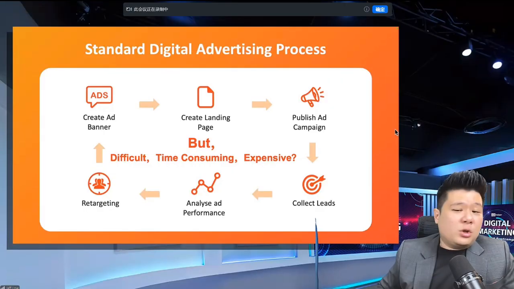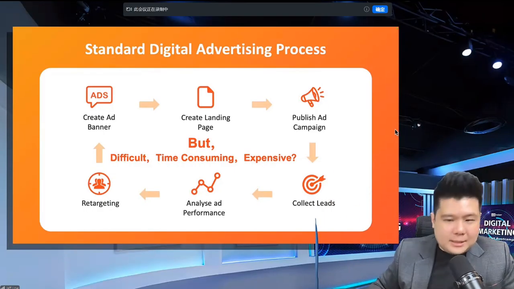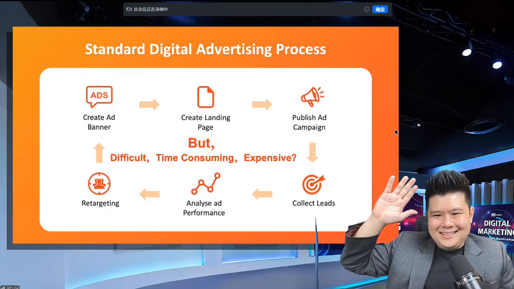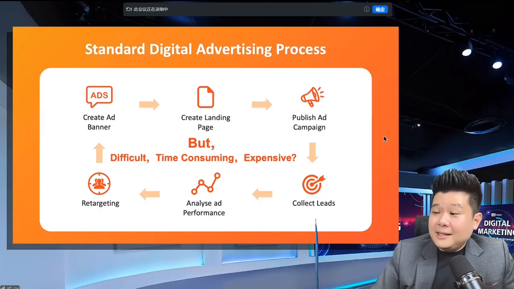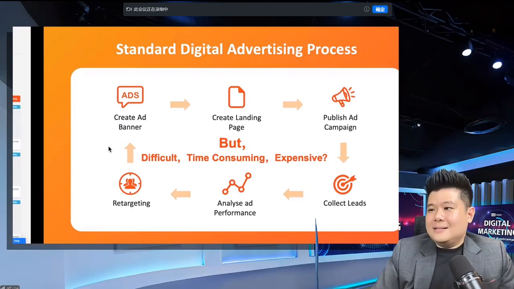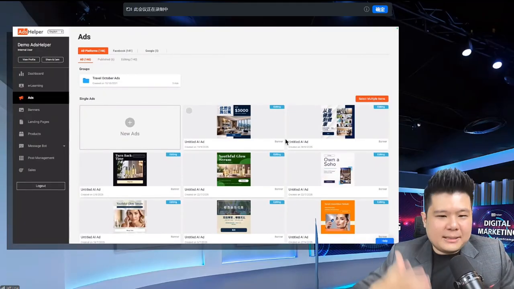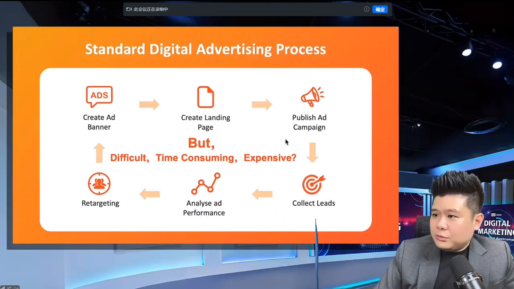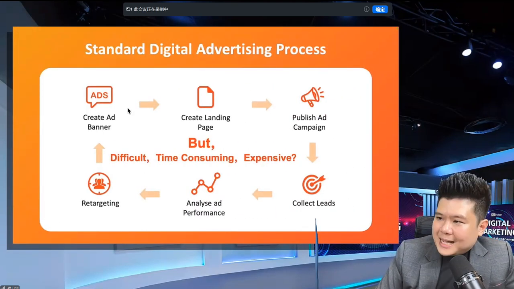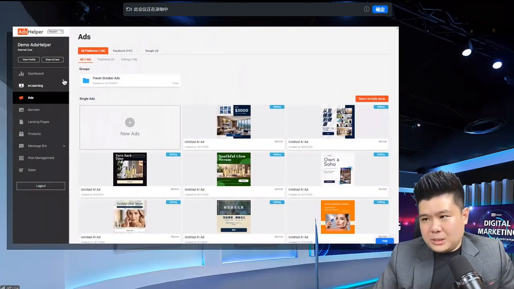But what if I show you that these entire things can be done within 5 to 10 minutes? How many of you want to see? Say me. Okay, here we go. I've been telling you guys, I got the tools. The tool is called Ads Helper, which is our company name. Just now I showed you the first 3 steps: banners, landing page, and ads. The first 3 steps are among the most important things.